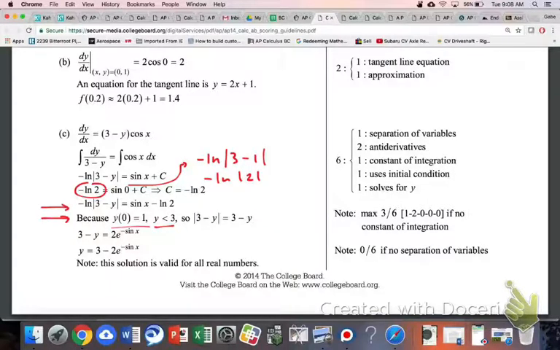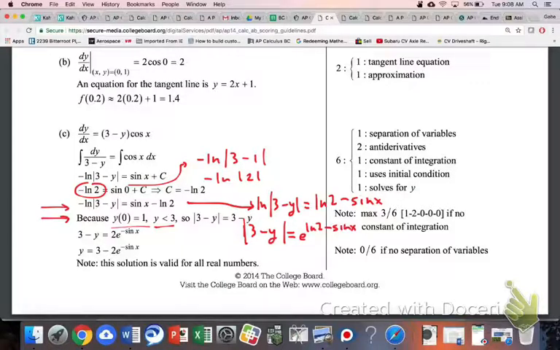On this step right here, if you multiply that negative through, you'd get natural log, absolute value of 3 minus y, equals natural log of 2 minus sine of x. And then you e both sides, right? So when you e both sides, you end up with absolute value of 3 minus y equals e to the ln of 2 minus sine of x. So then the issue is, how do I evaluate those absolute values?